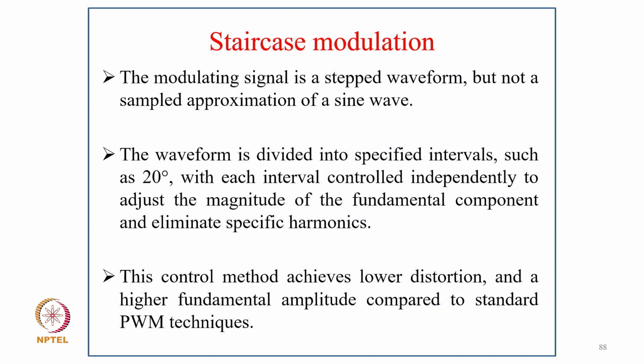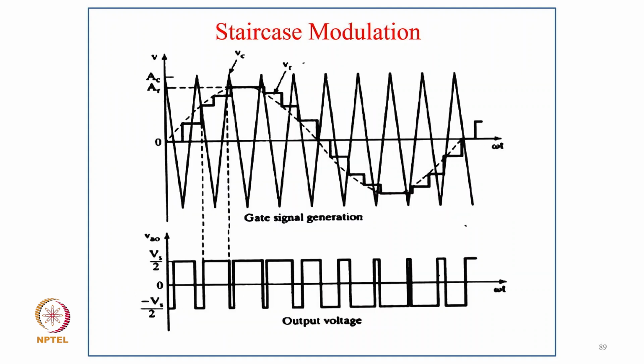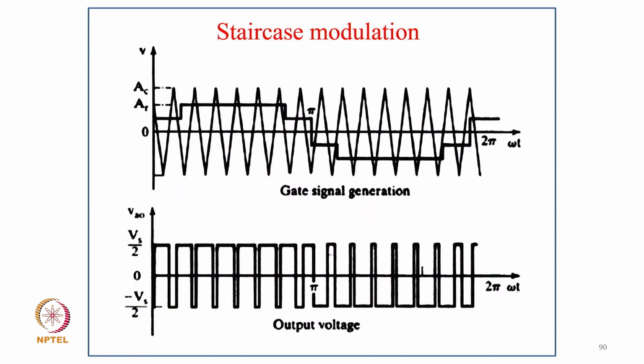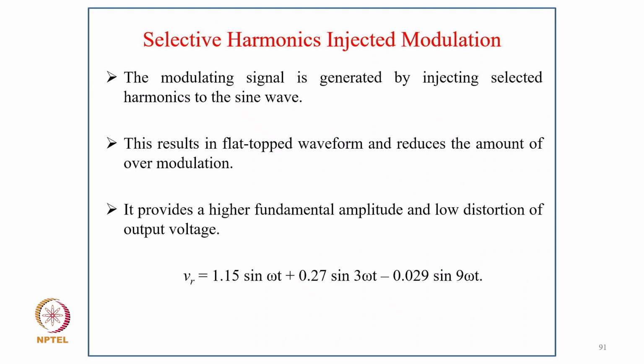So the waveform is divided into specified intervals such as 20 degrees, with each interval controlled independently to adjust the magnitude of the fundamental component and eliminate the specific harmonic. And this control method achieves lower distortion and a higher fundamental amplitude compared to the standard PWM technique. And this is typically how your reference signal is, a staircase kind compared with the triangular, where you see how the output voltage is, and then further another kind of waveform and output voltage.